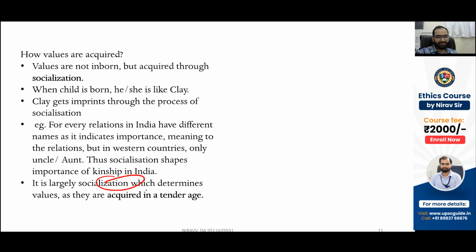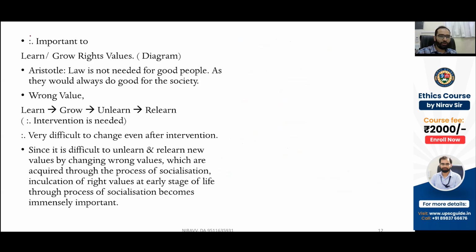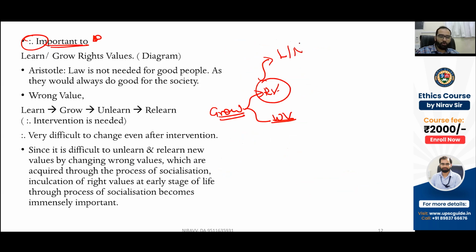So socialization takes place at a very tender age. Therefore, what should be the importance? What is the importance? You learn at a tender age. That is why when you are growing, you have to have the right values. If you have got wrong values, then there is a problem. If you have got right values, then less or no intervention is needed.